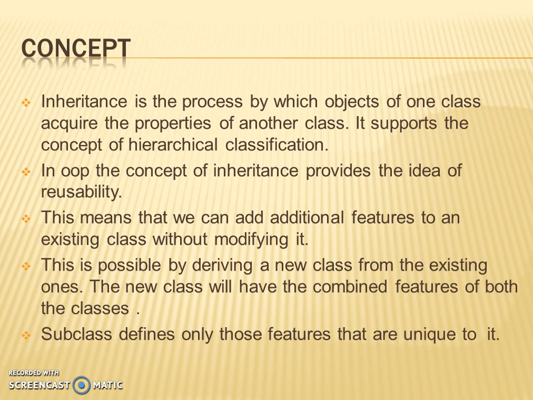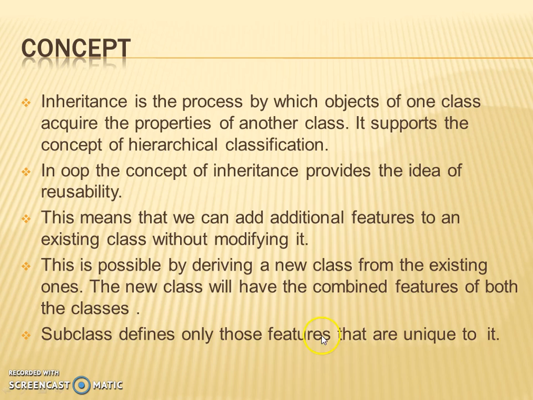Inheritance is a process by which the object of one class acquires the properties of another class. It supports the concept of hierarchical classification. In object-oriented programming, the concept of inheritance provides the idea of reusability. This means that we can add additional features to an existing class without modifying it. This is possible by deriving a new class from the existing one. The new class will have the combined features of both the classes.